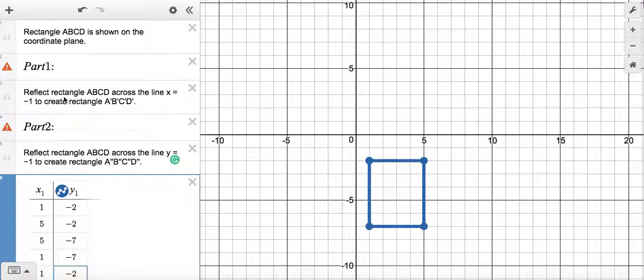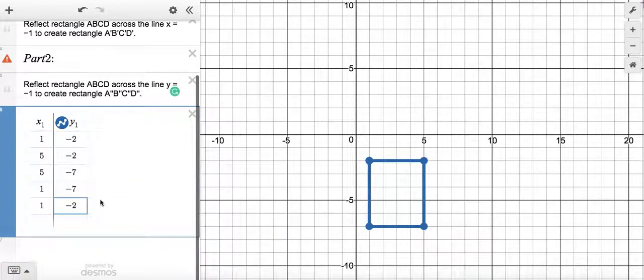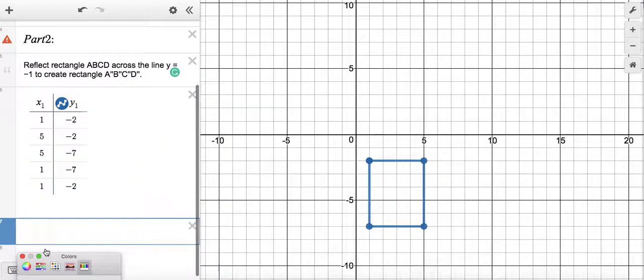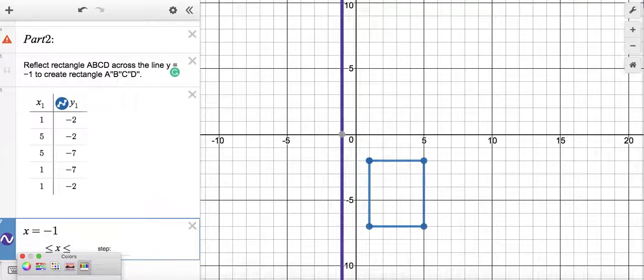Part 1 says reflect rectangle ABCD across the line x equals -1 to create rectangle A prime, B prime, C prime, D prime. So the first thing we have to figure out is where this line x equals -1 is, because we have to be able to visualize it. If I am on x here, x equals -1 just means x is always going to equal -1. So if I type in x equals -1 as a line, this purple line shows up.